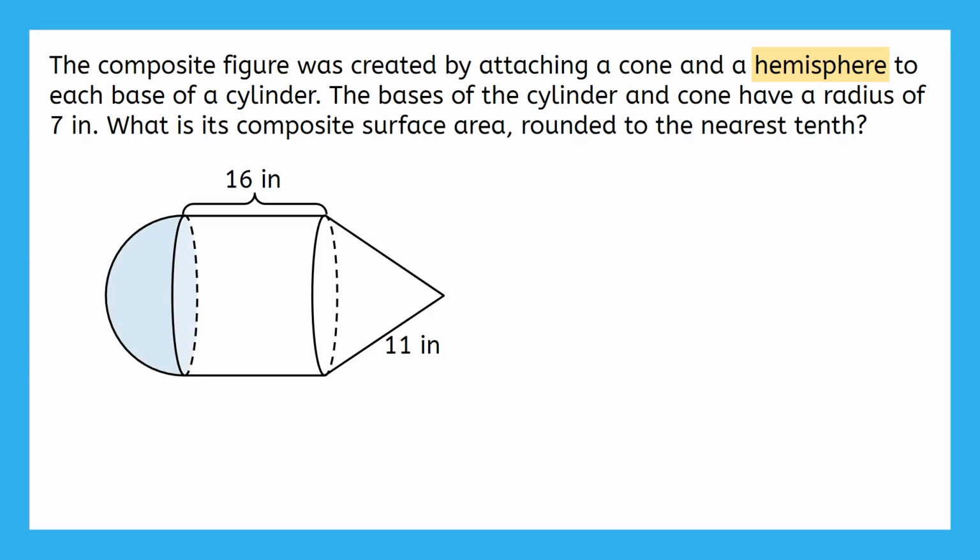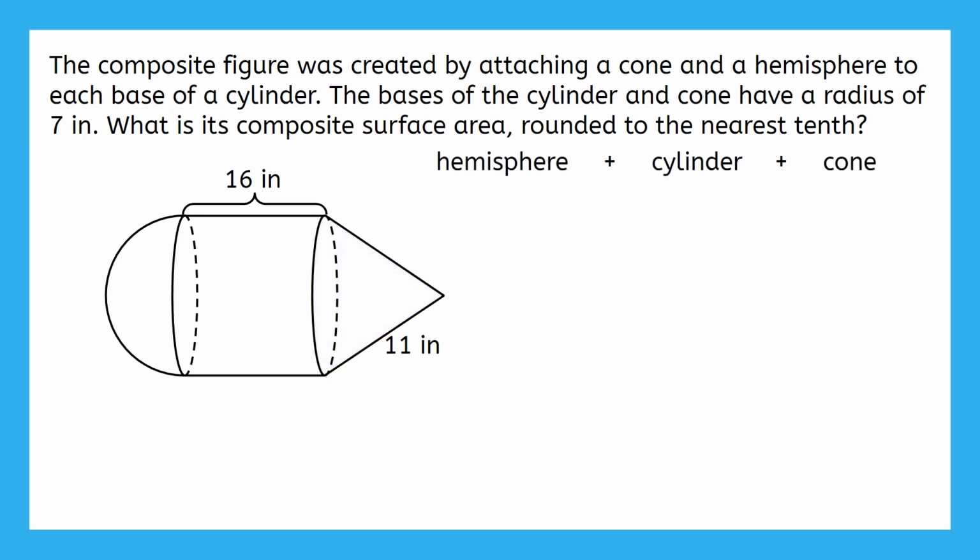Maybe you noticed this little bump on the composite figure. A hemisphere is half of a sphere. So there are 3 parts of this composite figure. The hemisphere, or the half of a sphere, the cylinder in the middle, and the cone. Our composite surface area will include some parts of each of these 3.